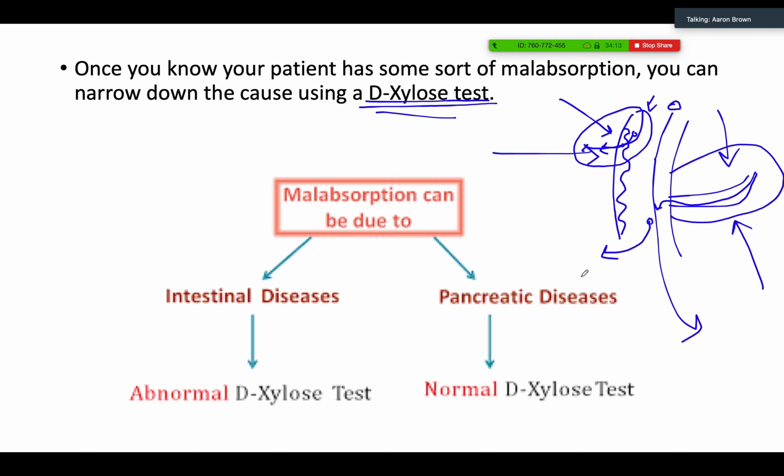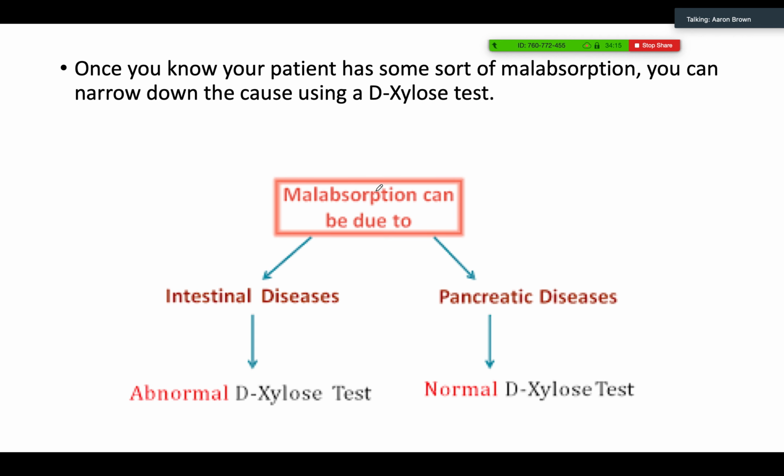Okay? So let's look at what the text says. We have malabsorption. We give D-xylose. If it's due to a pancreatic disease, that means that we absorb the D-xylose and we see it in the urine, because we don't need the pancreas to absorb D-xylose. If instead we have a problem with the intestinal lining, we would not absorb any D-xylose, which means when we test for D-xylose, it would be abnormal. We would not see it in the urine.